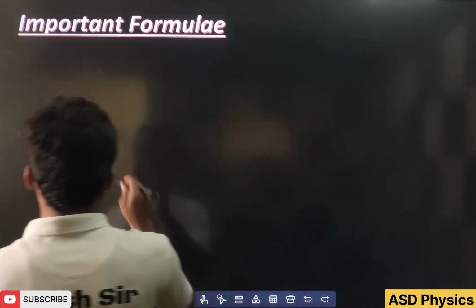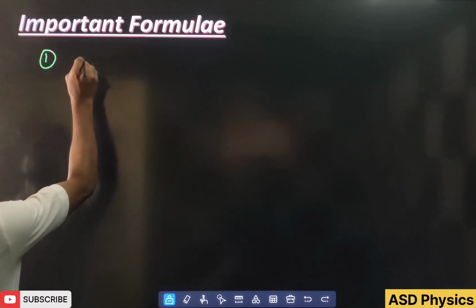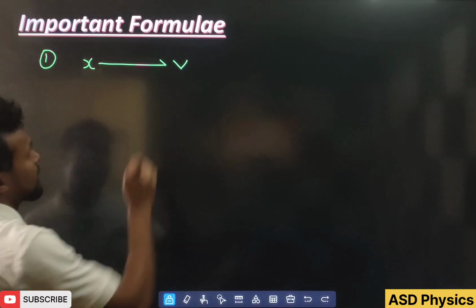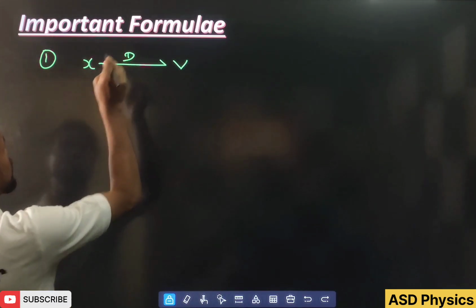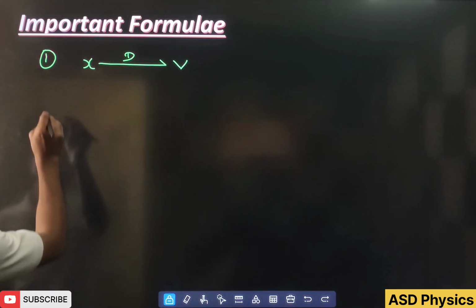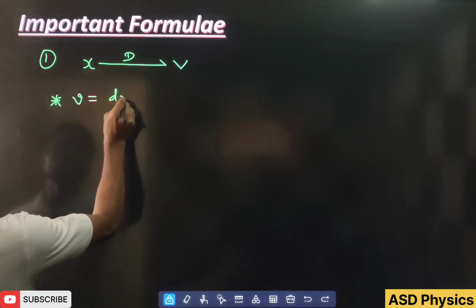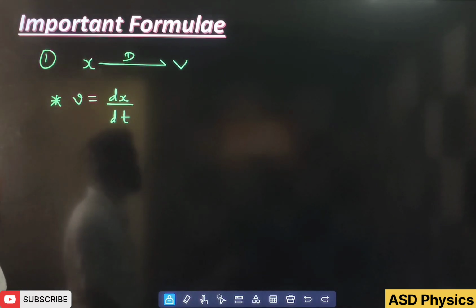First, please remember that whenever position x is given and we have to calculate the velocity, we have to do differentiation. Remember the formula here. The first formula is v equal to dx by dt.